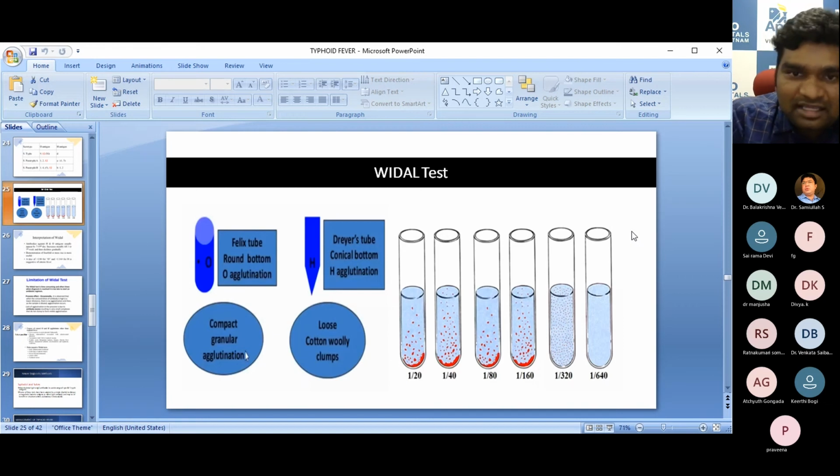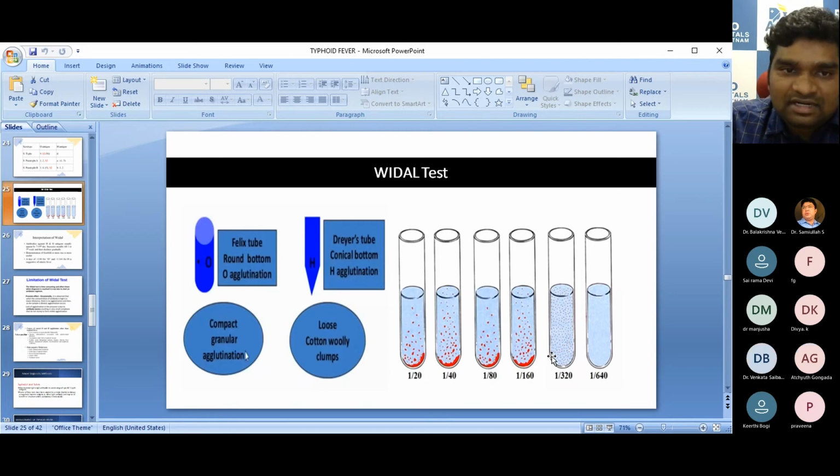What does it mean? Here you can see a red clumping at the bottom of the test tube in all the test tubes except the 1 by 320, which is the first test tube where you don't see any sediment. So if you are testing for O agglutination, the last test tube where agglutination is seen will be the result. Here 1 by 160 is the result of the O agglutination test.